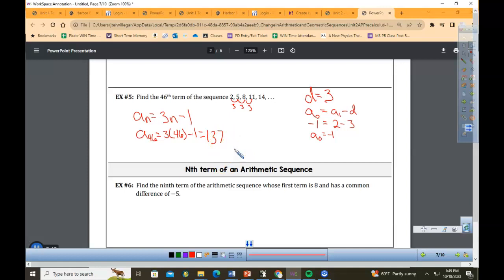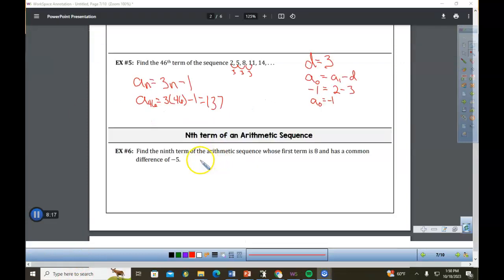All right, let's try a tricky one. All right, find the 9th term, whose first term is 8. So a sub 1 is 8. And common difference is -5. So d equals -5. So I need to find my a sub n. Right? Well, they give me my d. So that's going to be -5n. But now I need to find my a sub 0 back here, right?